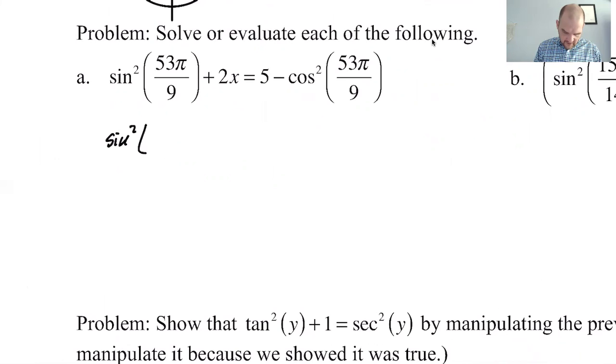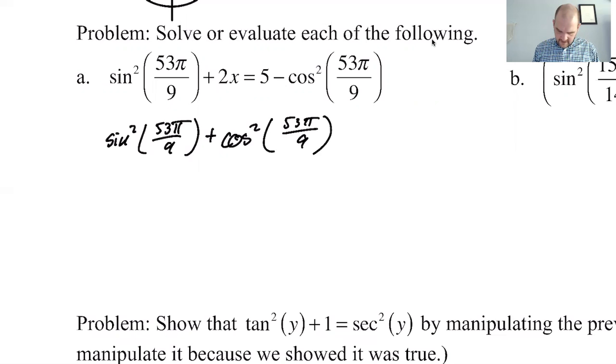So I get sine squared of 53 pi over 9 plus cosine squared of 53 pi over 9, and then I'm going to say that equals 5 minus 2x. Move everything that's not a trig function to one side. So we get this. Now here's the deal. If this and this are the same, then that's going to equal 1. So this whole thing actually is just 1.